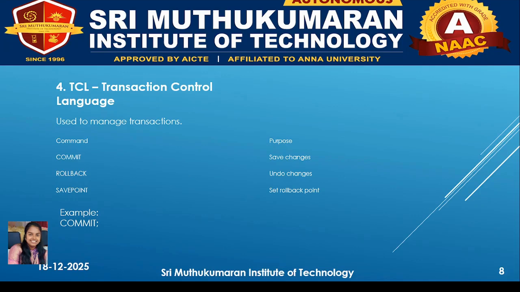Now moving on to TCL, transaction control language, used to manage transactions. In this we use the commands commit, rollback and savepoint. Commit saves the changes that have been made, rollback undoes the changes, and savepoint sets a rollback point. For example, commit: if we have made any changes, we can save them. Rollback: we can get back what has been changed, so we use rollback.